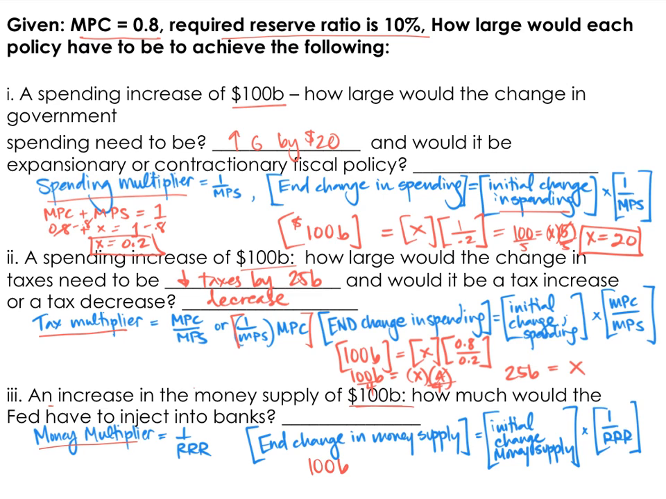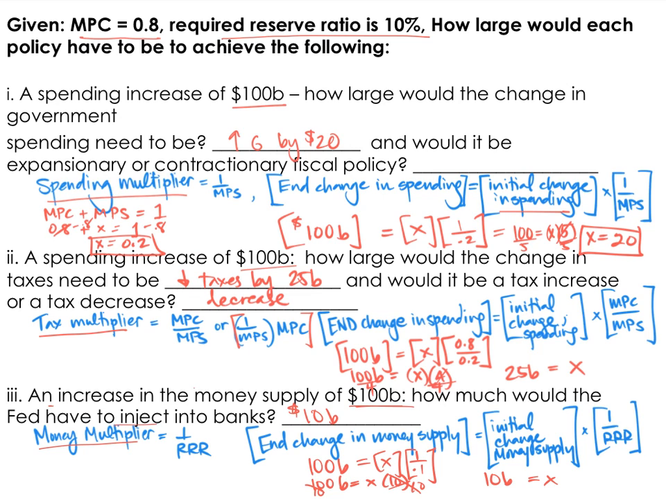So 100 billion is equal to the initial change, which we don't know, times the money multiplier, which is 1 over the required reserve ratio, or 1 over 10%, or 0.1. So we've got, again, some algebra to do. We've got 100 billion equals x times 10. So divide both sides by 10, and we've got x is 10 billion. We need to inject money supply. We need to inject 10 billion into the money supply.